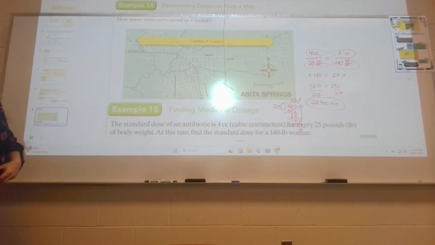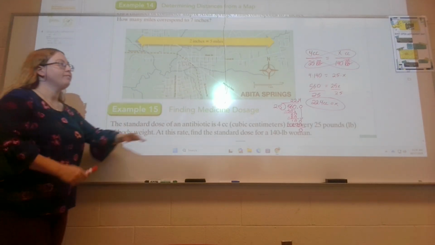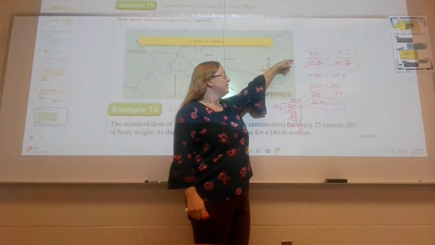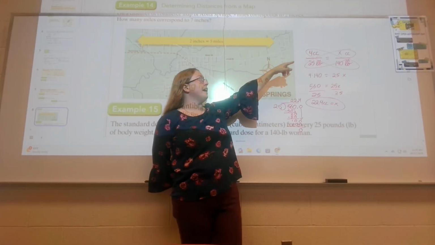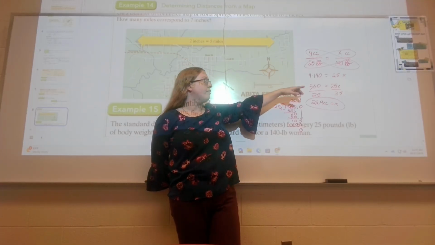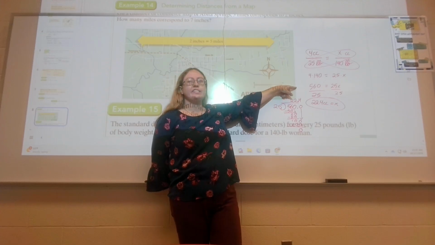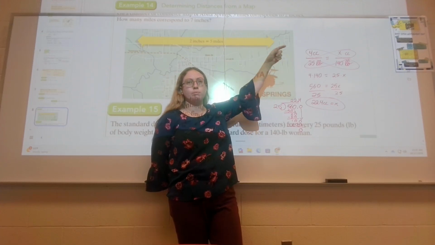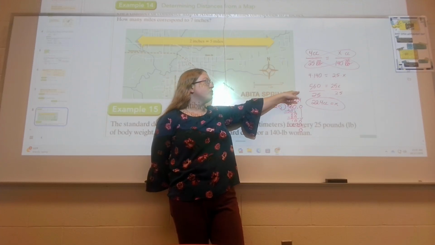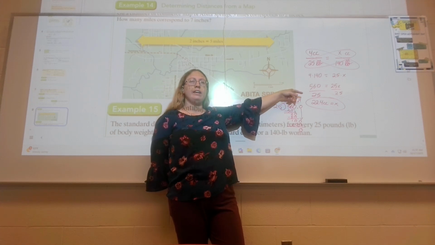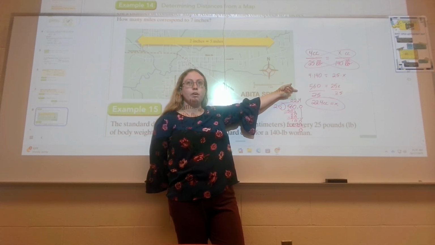So, checking our work on this, we have 4 cc's over 25 pounds equals x cc's over 140 pounds. You should get 560 equals 25x when you do your cross multiplication. That leaves you with an answer of 560 over 25. Now, the fraction itself does reduce. You're welcome to reduce that.